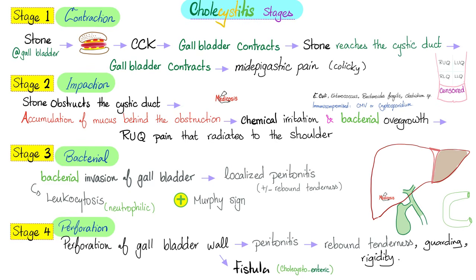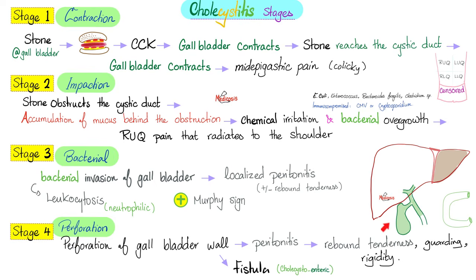Stage number 3 is bacterial invasion. I'm invading the gallbladder. Oh, after you invade the gallbladder and get out of the gallbladder, what do you find? Peritoneum, localized peritonitis. You might see a rebound tenderness here. And this is where the nurse or the doctor elicited a positive Murphy sign. If it's bacterial invasion, if I do a blood test, what would I find? Leukocytosis. Which white blood cell is responsible for fighting bacteria? Neutrophils.